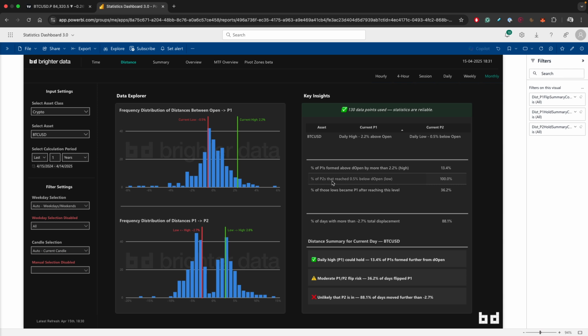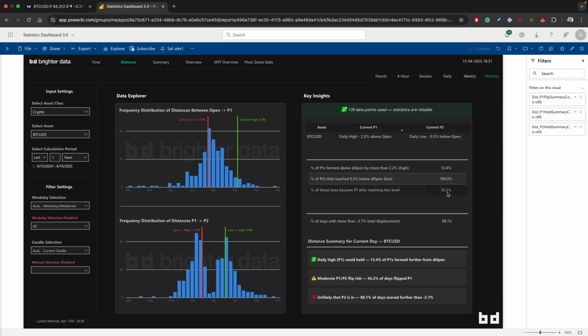Here we see the percentage of P2s that reached 0.5% below the daily open. So that's now the P2. We see 100% of days. Basically what this is saying is how many days have a daily low that is 0.5% below the daily open or lower. In this case, 100%. All days, apparently from the last 1 year at least, have a P2 that reaches 0.5% below the daily open or lower. Of those lows, how many became P1 after reaching the level?